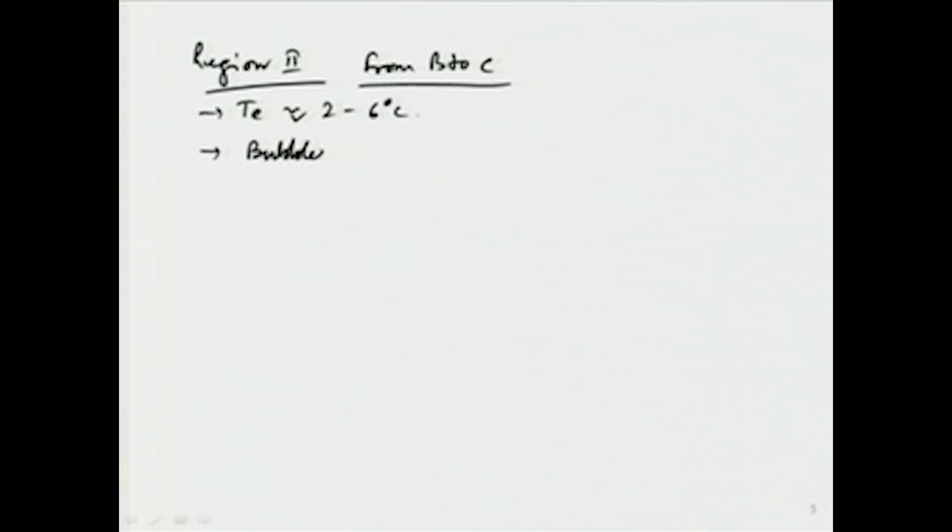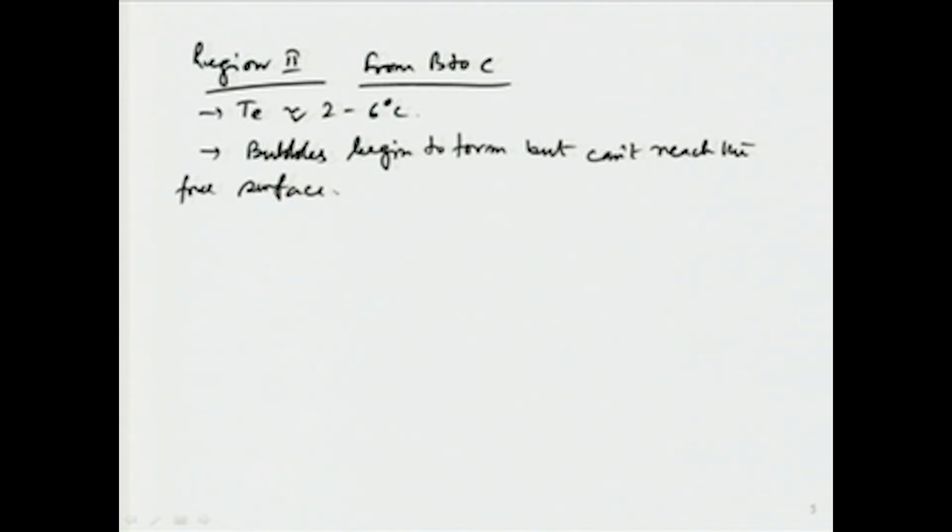Here bubbles begin to form, but can't reach the free surface. So, we can say that point B is the onset of nucleation.